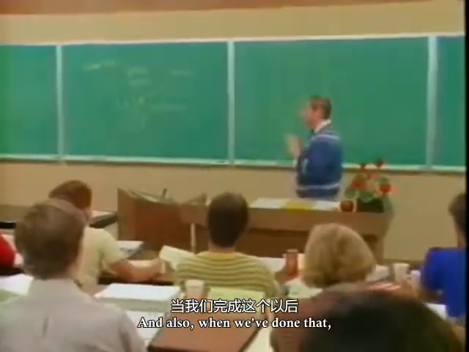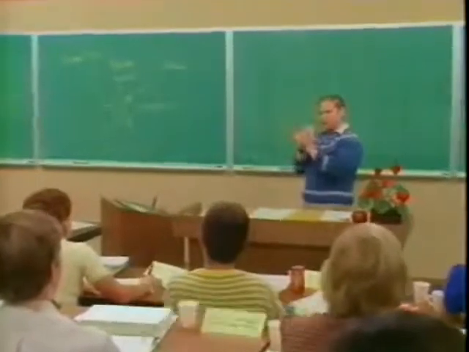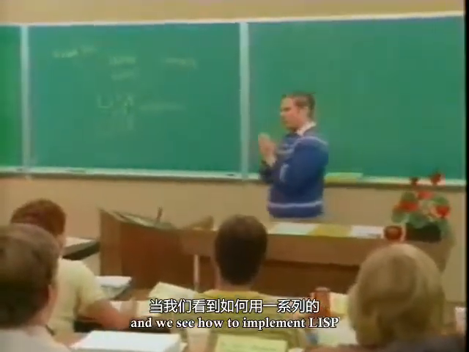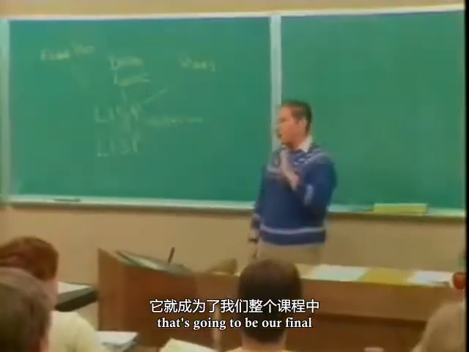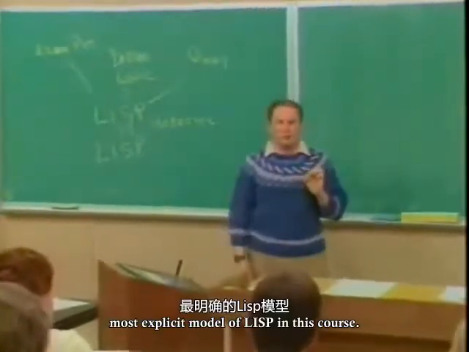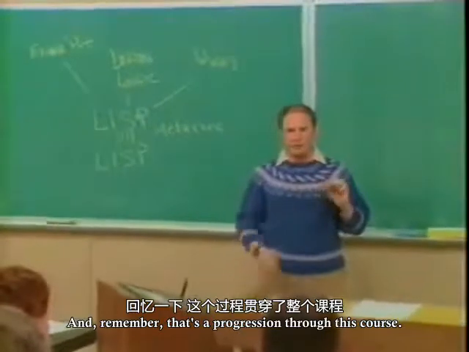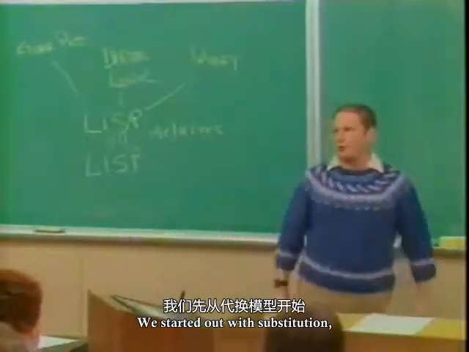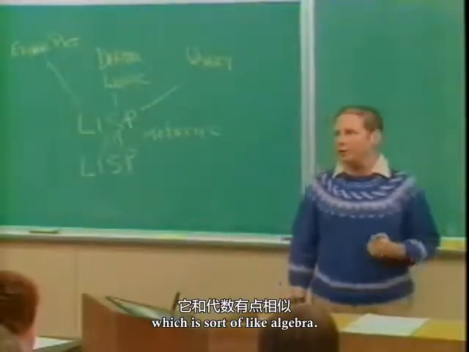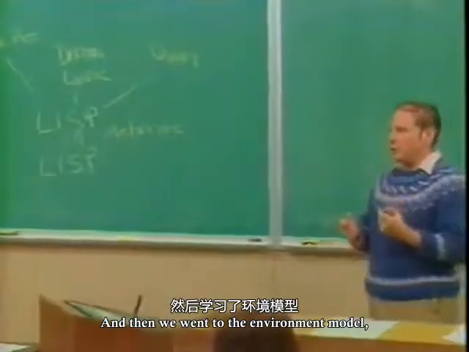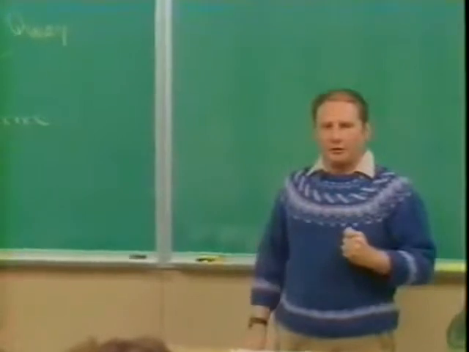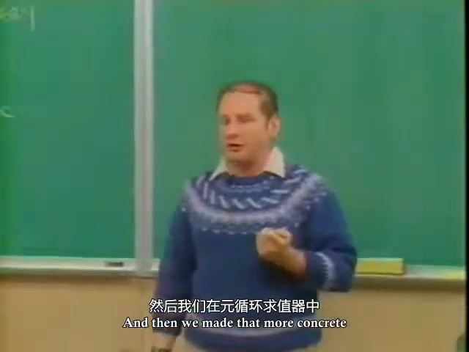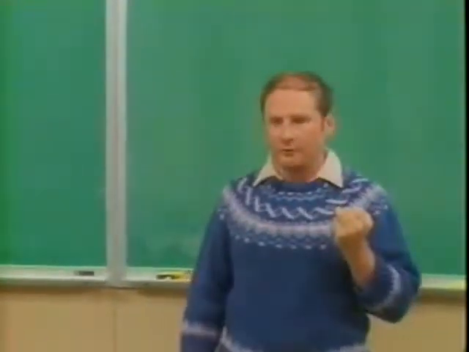Also, when we've done that, and the thing is completely explicit, and we see how to implement Lisp in terms of actual sequential register operations, that's going to be our final, most explicit model of Lisp in this course. And remember, that's a progression through this course. We started out with substitution, which is sort of like algebra. And then we went to the environment model, which talked about the actual frames and how they got linked together. And then we made that more concrete in the metacircular evaluator.